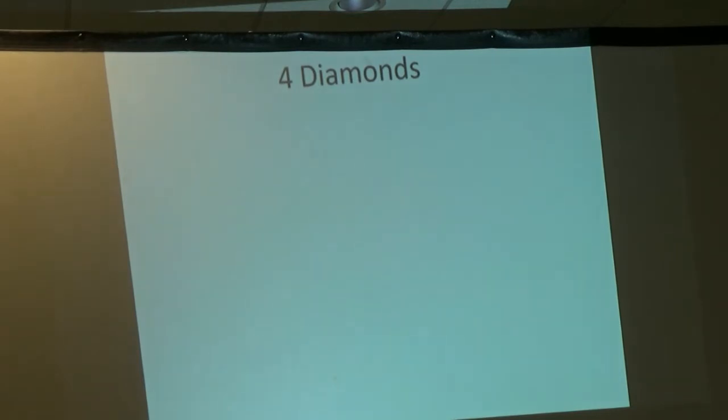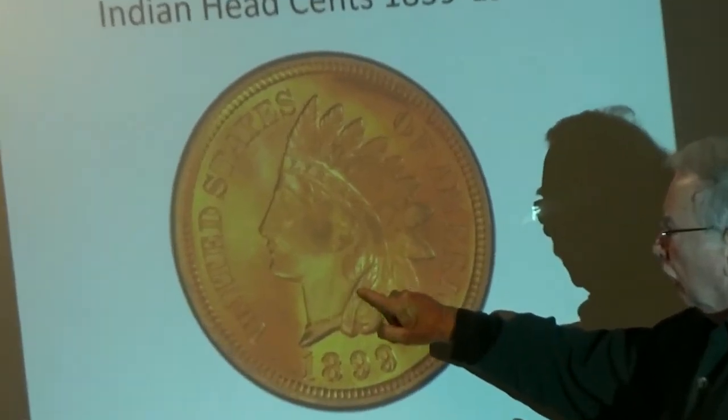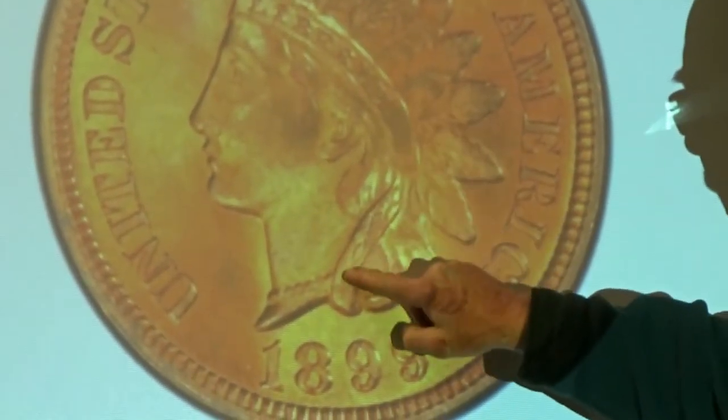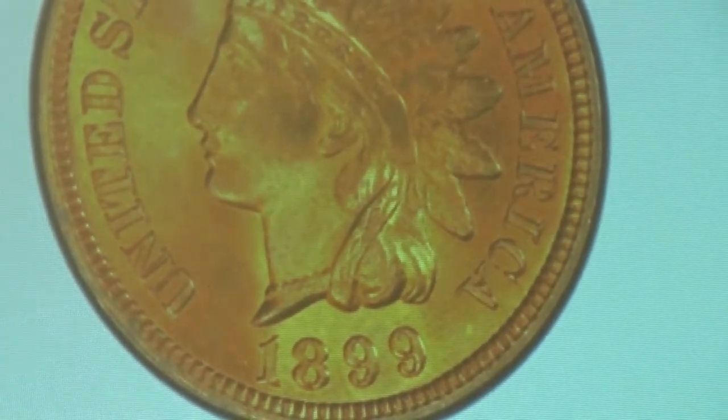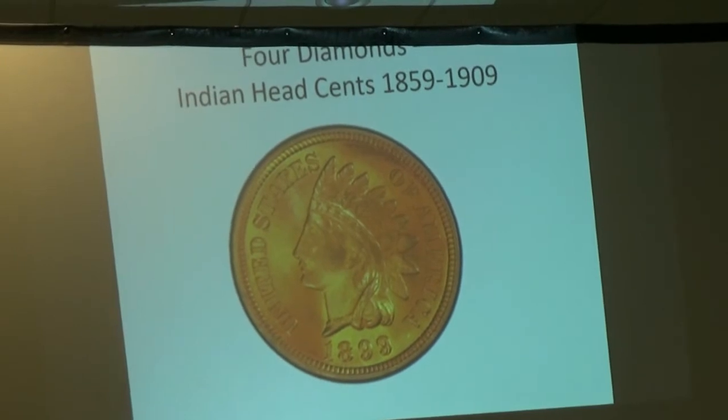4 diamonds. Indian head penny. Okay? Now, if you go on eBay or some of the other sources, one of the things that people try to tell you is for grading purposes, the 4 diamonds are right here by the Indian's headdress. And a lot of people say, well, if you have 4 diamonds, it's a very high grade coin.